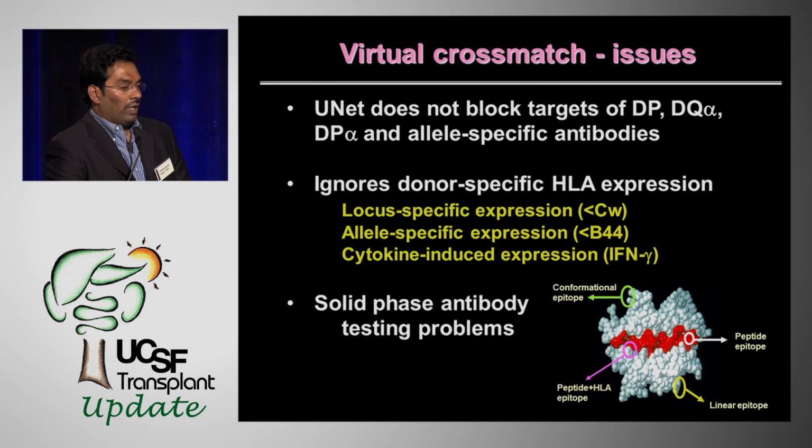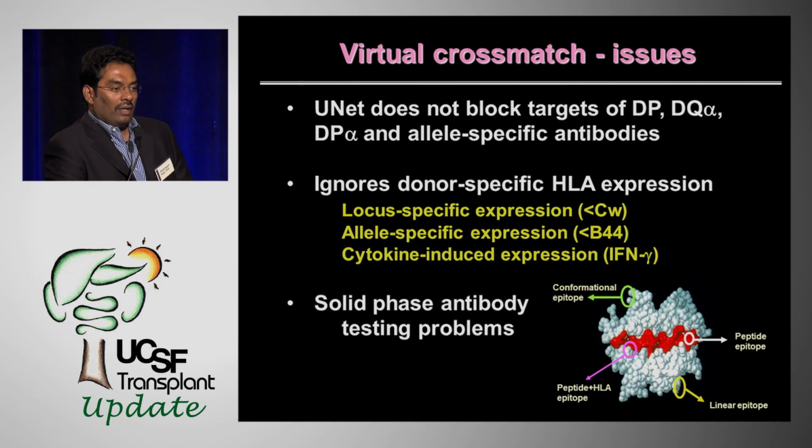It is still a very valid crossmatch because the HLA protein expression can be different from donor to donor. It is not very well characterized, but at least some loci, such as HLA-C, are known to be low-expressed alleles when you compare them with other B and A molecules. And some alleles like B44, the expression can be very low when you compare with other HLA-B molecules. So it can be allele-specific expression also. In addition, other cytokines can induce class 1 and class 2 expression. So it is important to have the donor-specific crossmatches done.